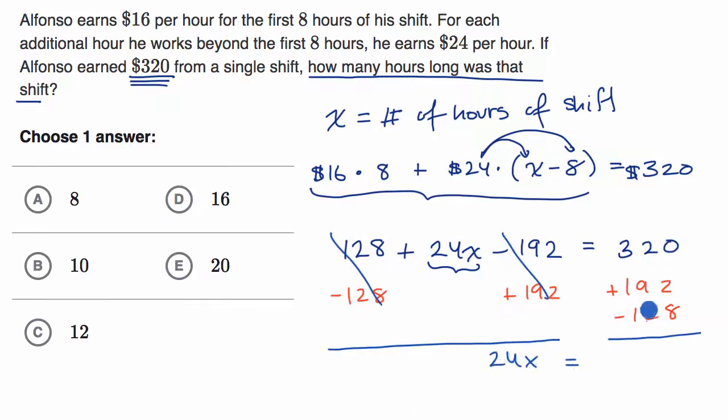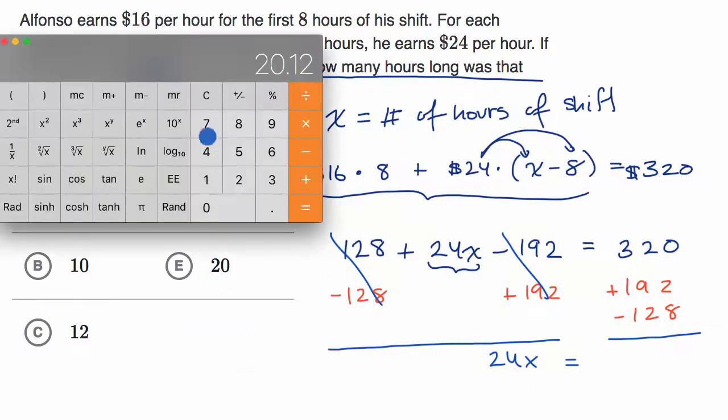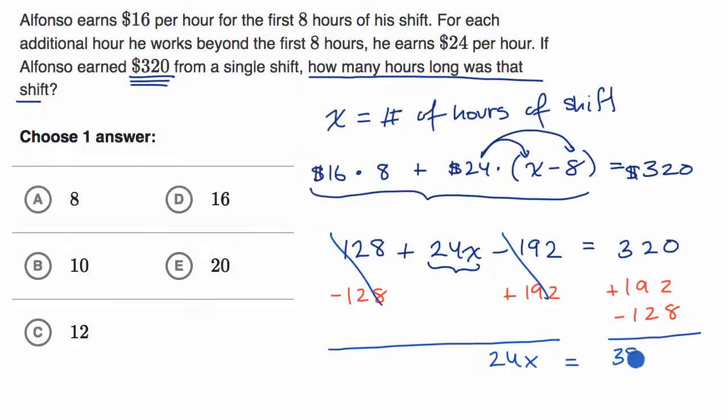And then our right-hand side, you could do this by hand, but I keep talking about a calculator, so let me just get a calculator out and do it. So you have 320 plus 192 minus 128 is equal to 384. And we're going to have to divide by 24. Actually, let me just do that. So this is going to be 384.